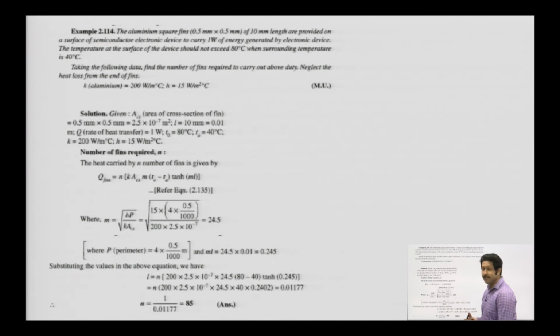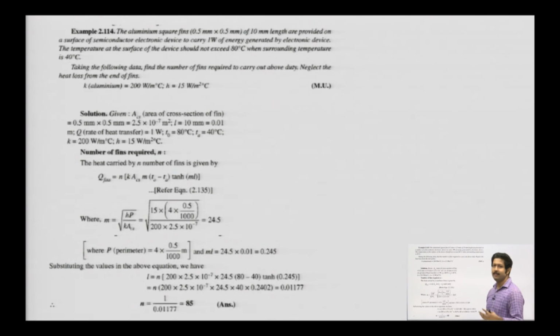Now here, because there won't be any single fin on a surface for which you are intending to increase the heat transfer, there will be a number of fins, so the number of fins has to be calculated for this numerical. It is the same thing, the only thing is that they have twisted what you need to find. So taking the following data, find the number of fins required to carry out the above duty, neglecting the heat loss from the end of the fins. You know what formula you need to deploy, right? It is the second part.